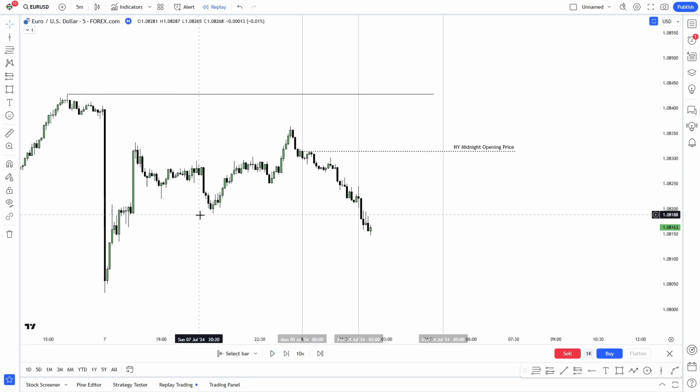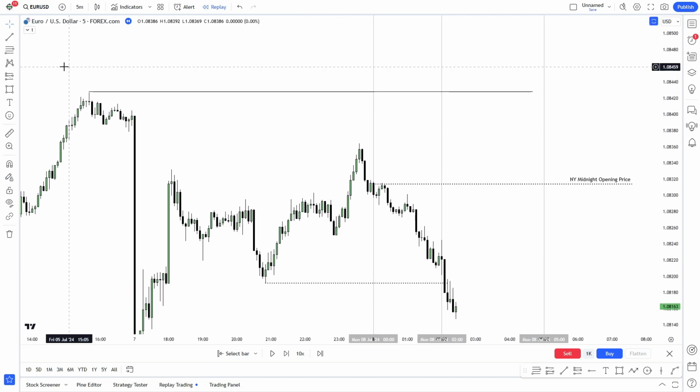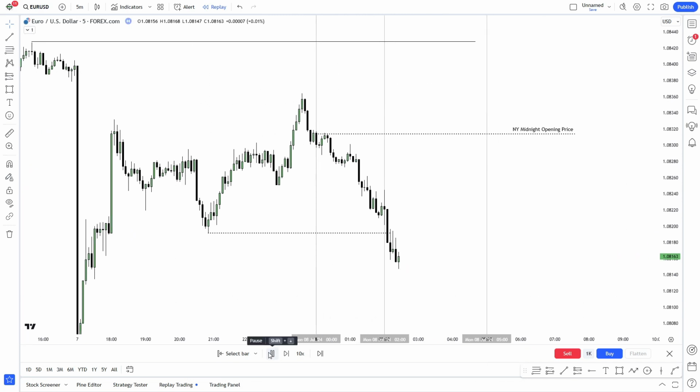Okay, so we've identified this pool of sell side liquidity right here. So this has been swept. Okay, so we've now taken sell side liquidity. Do we now get some form of displacement to the upside, confirming that we are likely to take out this pool of buy side liquidity? So let's play price out.